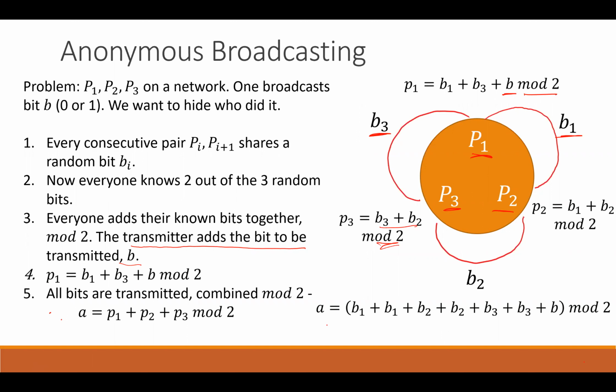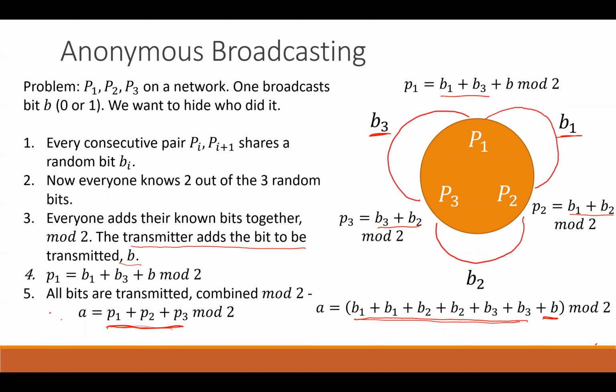All right, so then I take P1 plus P2 plus P3. If I look at all the components, P1 is B1 plus B3, P3 is B2 plus B3, P2 is B1 plus B2. And if I expand all of those out, because I'm summing all of the transmitted bits, I get this plus the transmitted bit mod 2.